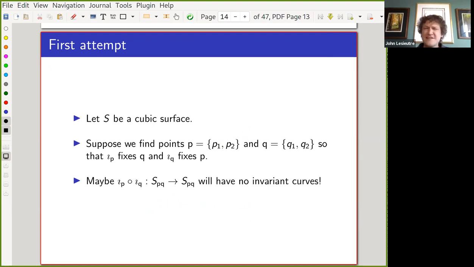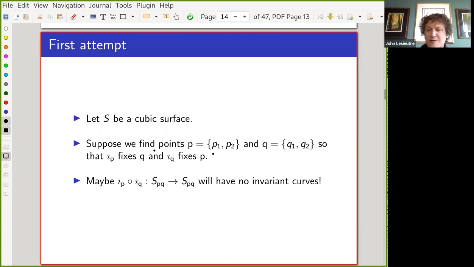All right, so here's our first attempt to construct a rational surface automorphism with no periodic curves. So I'm going to fix a cubic surface S, and I'm going to try to find one pair of points P. So P is 2 points, P1 and P2. Q is another pair of points, Q1 and Q2. And I want to rig it so that the Bertini involution coming from the P points, right? If I take the cubic and I blow up P1 and P2, I want the Bertini involution on that degree 1 del Pezzo to fix the 2 points Q1 and Q2. And I want the Bertini involution when I blow up Q1 and Q2 to fix the 2 points P1 and P2.